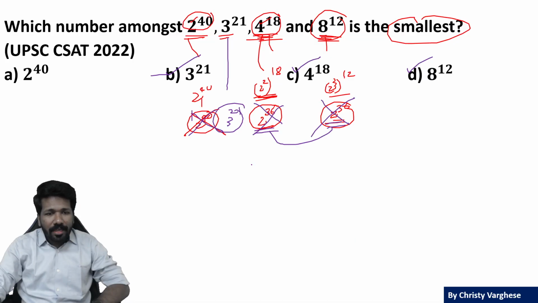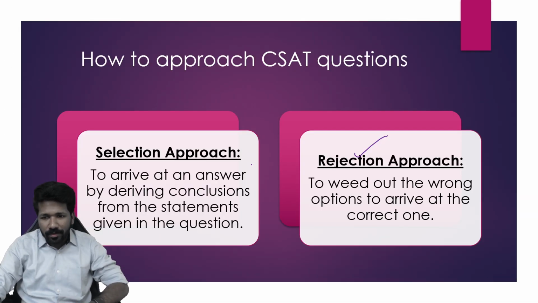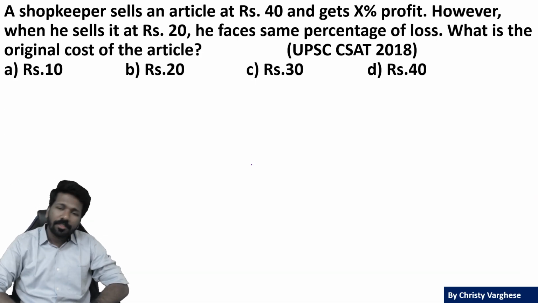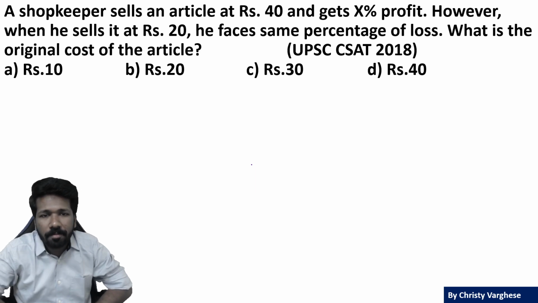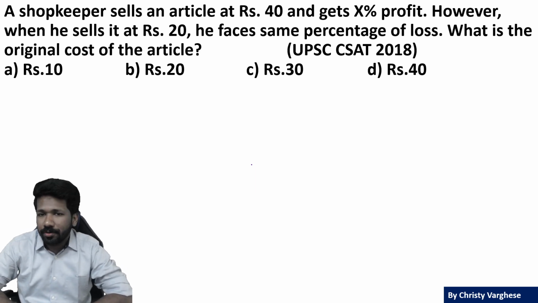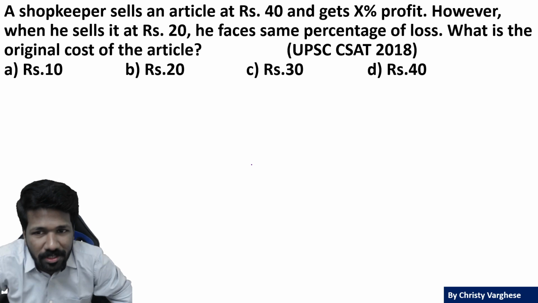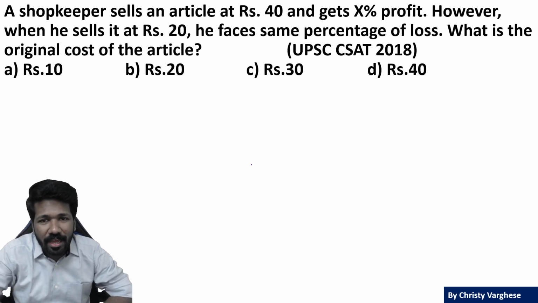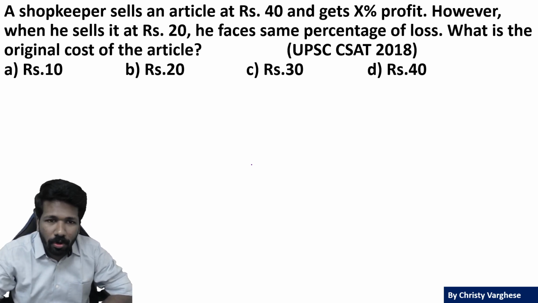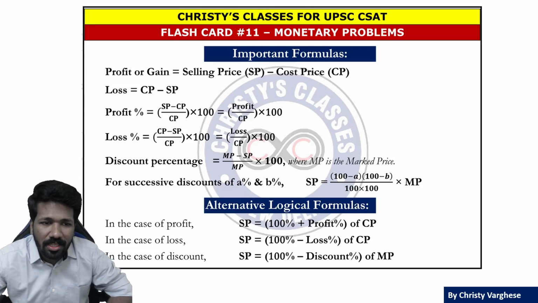So that was one example of how to do the rejection approach on questions. I will show you 3 more examples so that you will get more clarity. This was a 2018 CSAT problem from the chapter Profit, Loss and Discount. Profit, loss and discount is a chapter you have learned from school days and you have learned many formulas also. Normally these kinds of questions are done with these formulas.